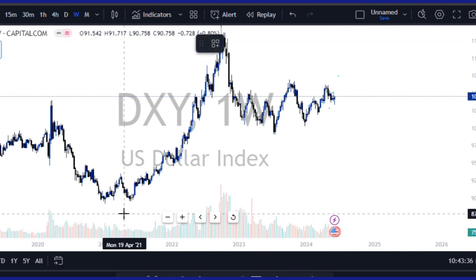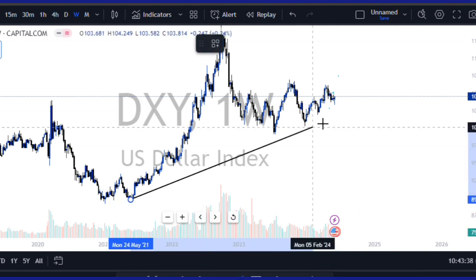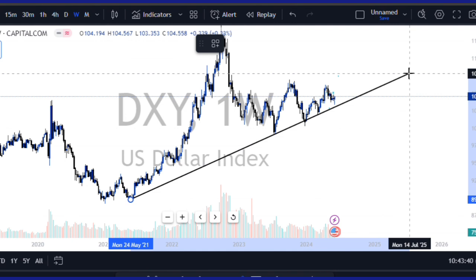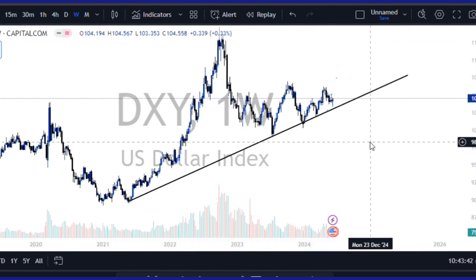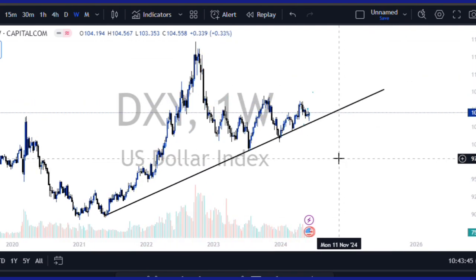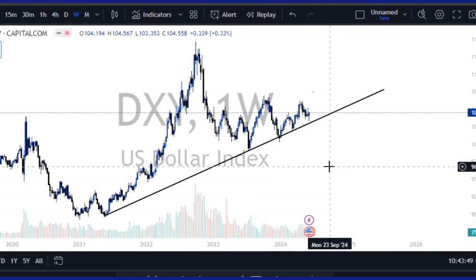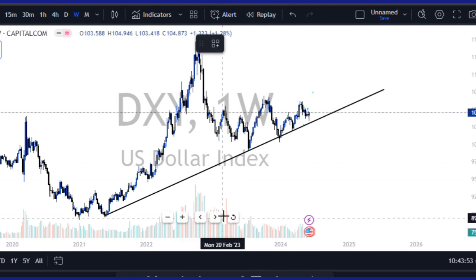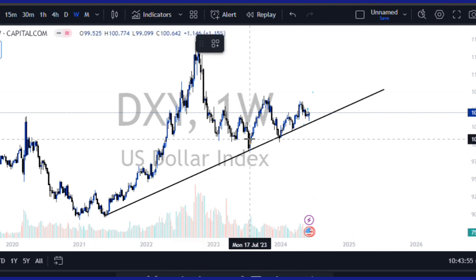So let's draw this trend line. This is on a weekly time frame. We just want to have an overall direction of this dollar index DXY so that we can see the direction of gold and GBPUSD, my favorite.